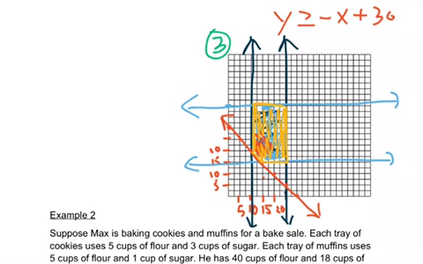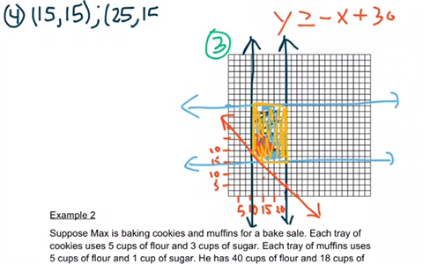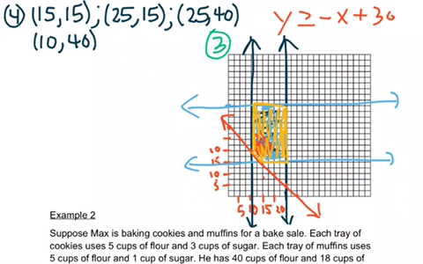Okay, step 4. We want to find all of these vertices. I have a vertex at 15, 15, 25, 15, 25, 40, 10, 40. So I got a lot here. And 10, 20.